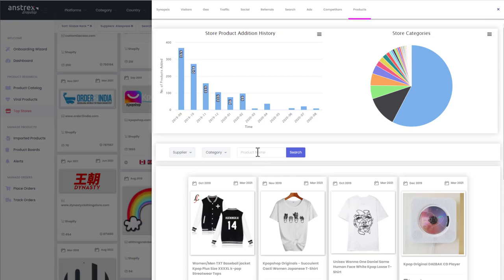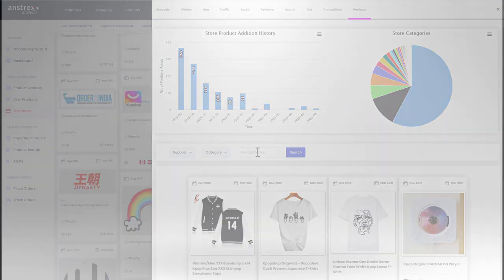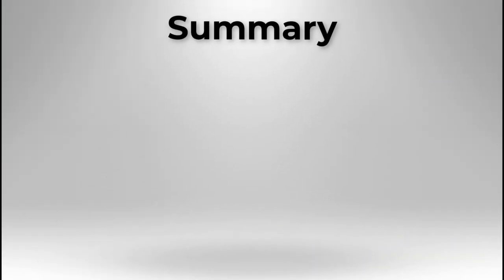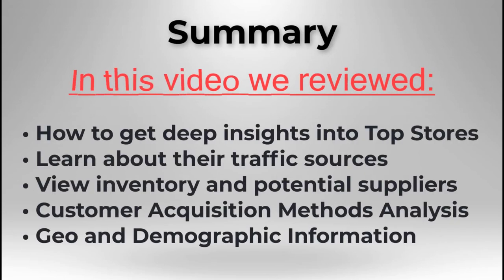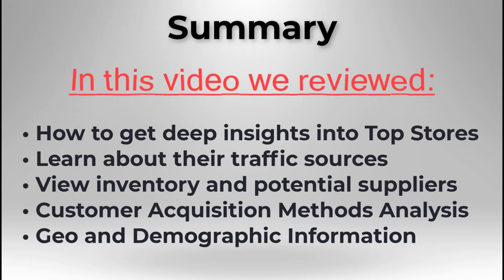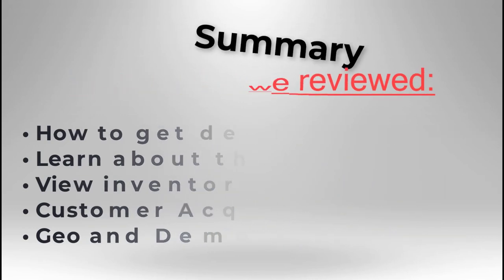So in conclusion, I would say that the top stores feature of the Anstrex Dropship platform gives you deep insights into some of the best e-commerce and dropship stores in the world. It also gives you information about how the stores are designed and themed, what type of inventory they carry, which suppliers they might be using, and in addition, it gives you unprecedented details into their traffic acquisition methods, whether organic, paid or through social media. You also get to see some of the most coveted statistics on the store, such as unique monthly counts of visitors, demographic details, organic and paid keywords, referrals, their biggest competitors, and many other details.